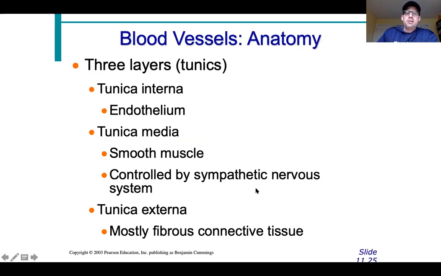Okay. So this slide here just goes through those 3 layers for you that I just highlighted. The tunica interna, which is made up of the endothelium, that single layer of cells. The tunica media, the middle layer of our blood vessels, is that smooth muscle layer, and the contraction or the relaxation of that smooth muscle is controlled by our sympathetic division of our peripheral nervous system. And then the tunica externa is mostly fibrous connective tissue, that layer that wraps the blood vessels on the outside.